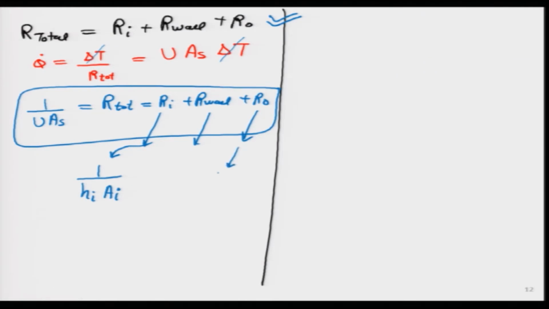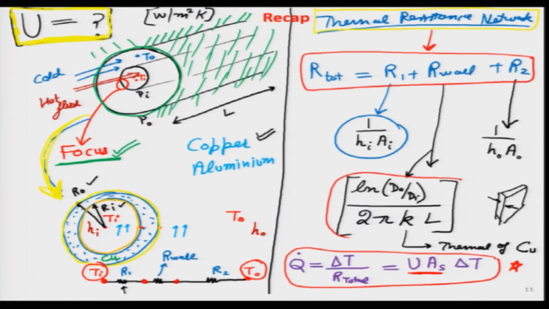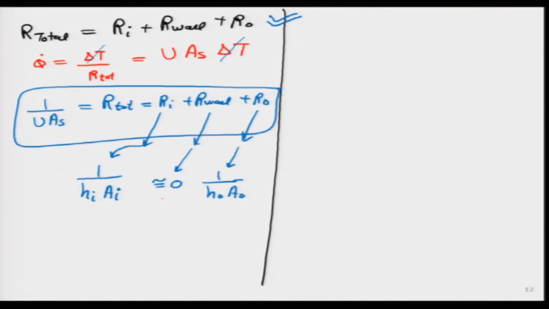Then the last part will become 1 upon H naught A naught. And this middle part can I write as 0, or I will say approximately close to 0, although the exact value we have written last time. You remember this one. It was the logarithmic ratio of the two diameters divided by 2 pi k L, and why will it be 0? Actually, this thing should be the logarithm of d O divided by d I, over 2 pi k L.